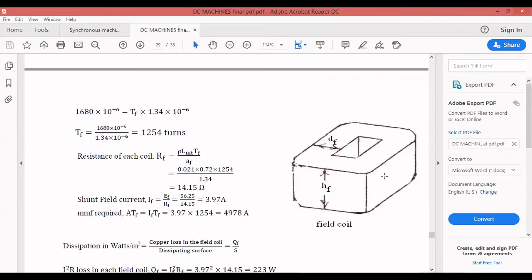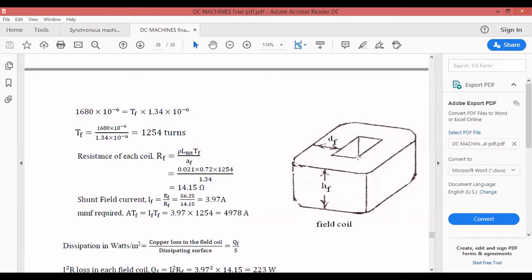See here, 2 LMT. So this is nothing but what? The average. If you take this as the inner turn and this as the outer turn, you have the average here. So LMT, this is 2 LMT into DF plus, for the bottom surface, LMT into DF. So what you get here? 2 LMT DF.